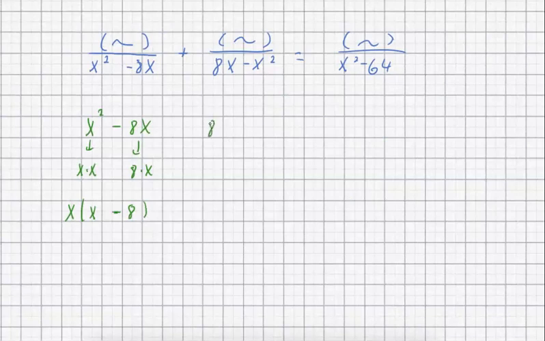Okay, second one is 8 times x, x squared. Good. So x times x. So x on the outside. Yeah. Parentheses 8 minus x. Perfect.